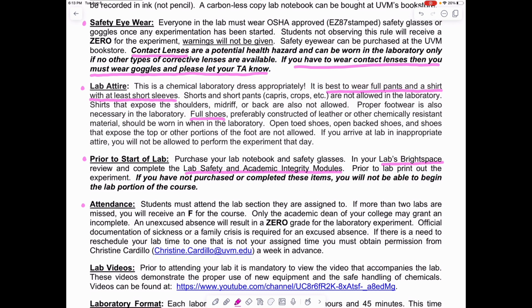If you miss more than 2 labs, you will receive an automatic F for the course. This is not the lab portion of the course. This is the entire course, you will receive an F. If you just don't show up, you will receive a 0 for the lab that you missed.